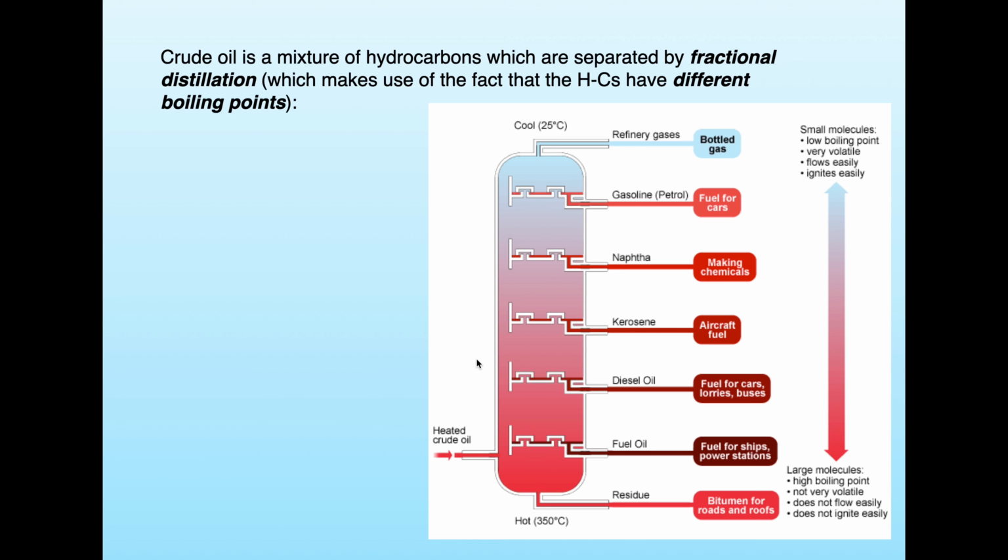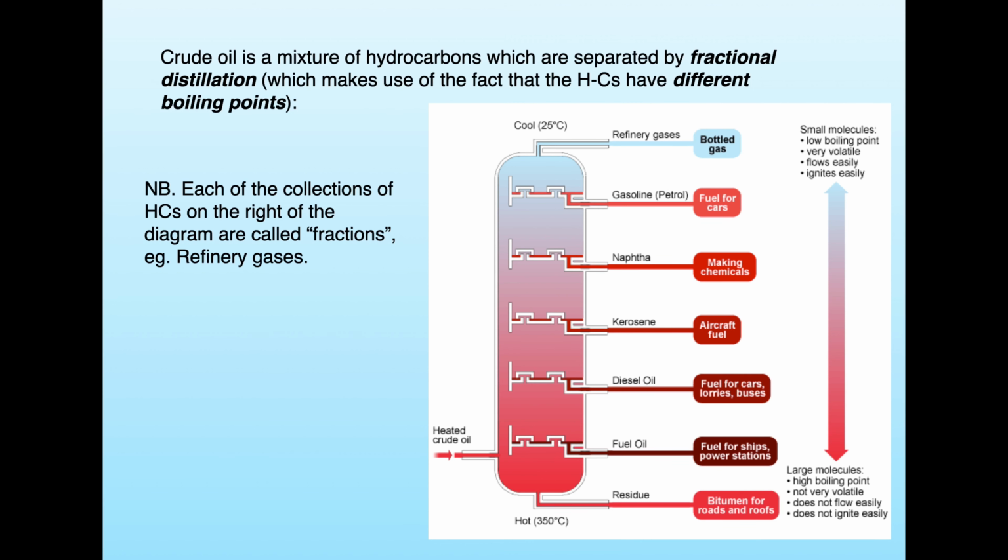How do we separate these hydrocarbons in crude oil? Well, they're separated by fractional distillation. The hydrocarbons have different boiling points. So whenever we have a mixture of liquids with different boiling points, we can separate them using fractional distillation. Okay, so each of the collections of hydrocarbons at different levels of the fractionating column, each of these collections is called a fraction.